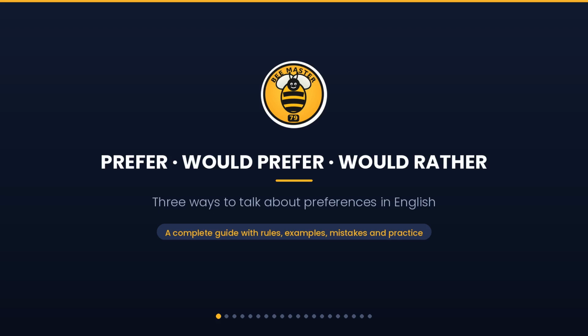Today we are looking at three structures that English learners mix up constantly: prefer, would prefer, and would rather. All three talk about preferences, but they follow completely different grammar patterns. By the end of this lesson you will know exactly which one to use and exactly what comes after it.